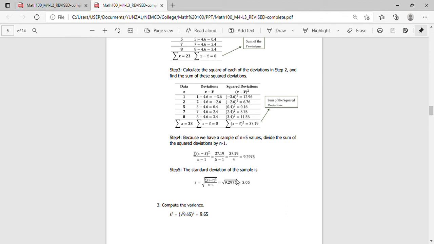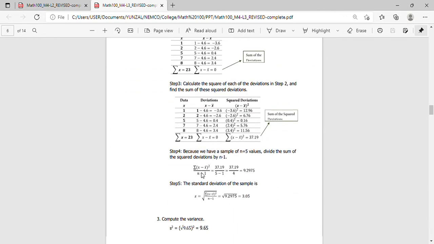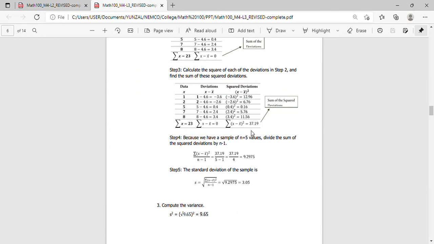Una, step 1 again is gipangita na nato ang mean. Gi-add na nato siya tanan, gi-divide kung pila siya kabuok para makita ta sa mean. Step 2 is ang kada data gi-minusan nato ng mean. Step 3 is gi-square nato ang mga datas nga gi-minusan nato sa mean. Step 4 is ato siya gi-add tanan. Sakto ba? Gi-add na nato siya tanan, that's 37.19.